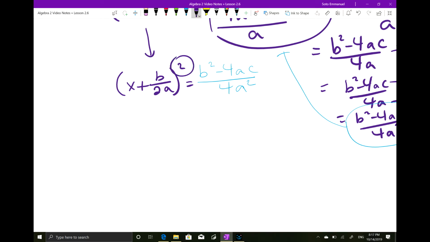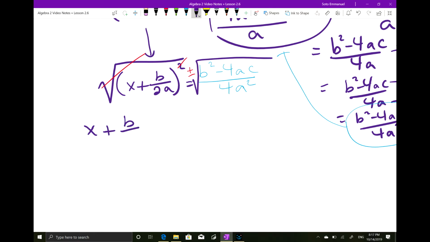The only way to get rid of a square is with a square root. You guessed it. So take the square root of both sides. However, if you take the square root of both sides, remember to include the plus or minus. The plus or minus means that you have two solutions, because it could be positive or negative. Now the square and the square root cancel, and we have x plus b over 2a equals plus or minus square root.